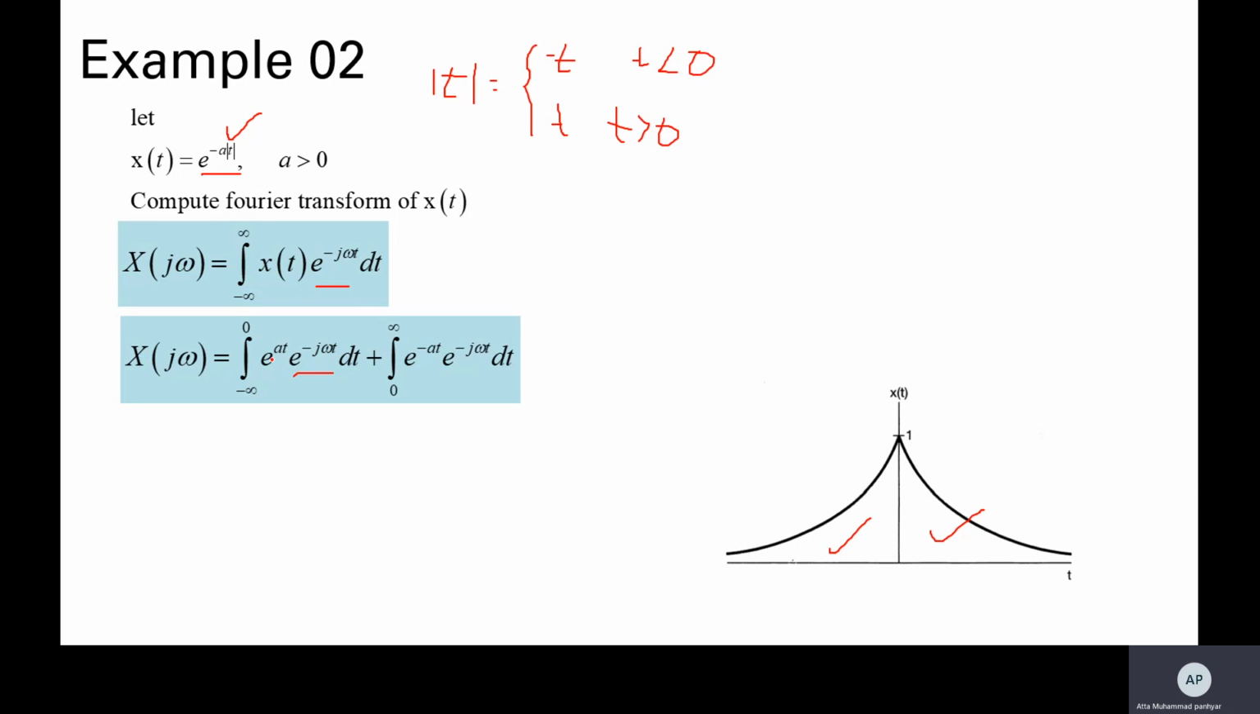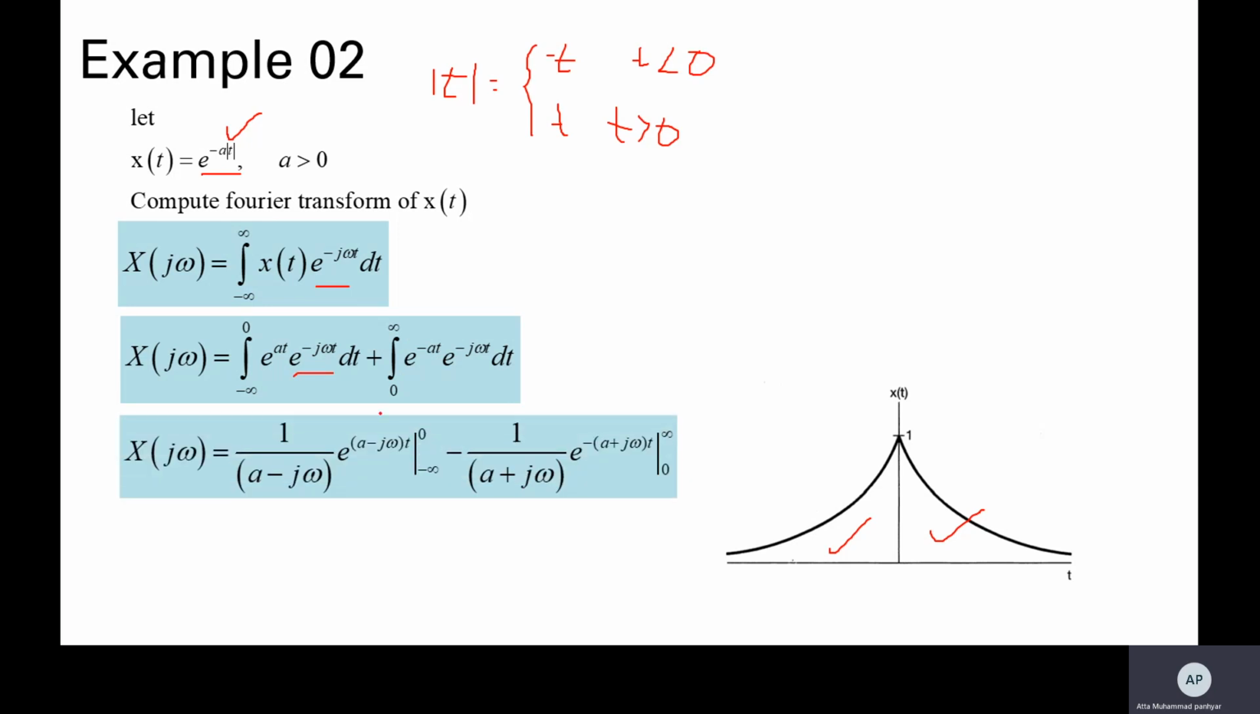Now what we will get from here is e to the power minus (a minus j omega) t, and from here minus (a plus j omega) t, right? So if we compute its integral, the result would be like this. Now if you input minus infinity, the upper limit is 1, and minus e to the power minus infinity is 0, so you will get only this value. From here, if you apply the upper limit it would be 0, and when you apply the lower limit it would be minus 1, so minus into this minus would be plus.